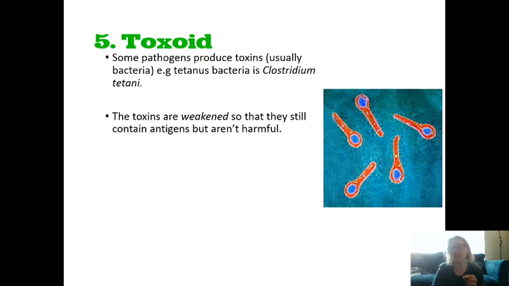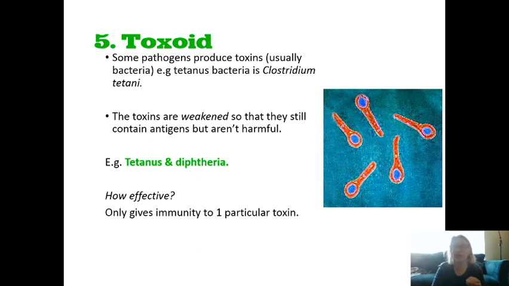Again, it is just the toxins, so we'll produce the antitoxins, but we won't produce other parts of our immune response. We're only going to be producing that. So how effective? Well, it only is going to produce immunity to that one particular toxin and nothing else. And this does need to be updated, so boosters around about every 10 years. I'm definitely due mine.